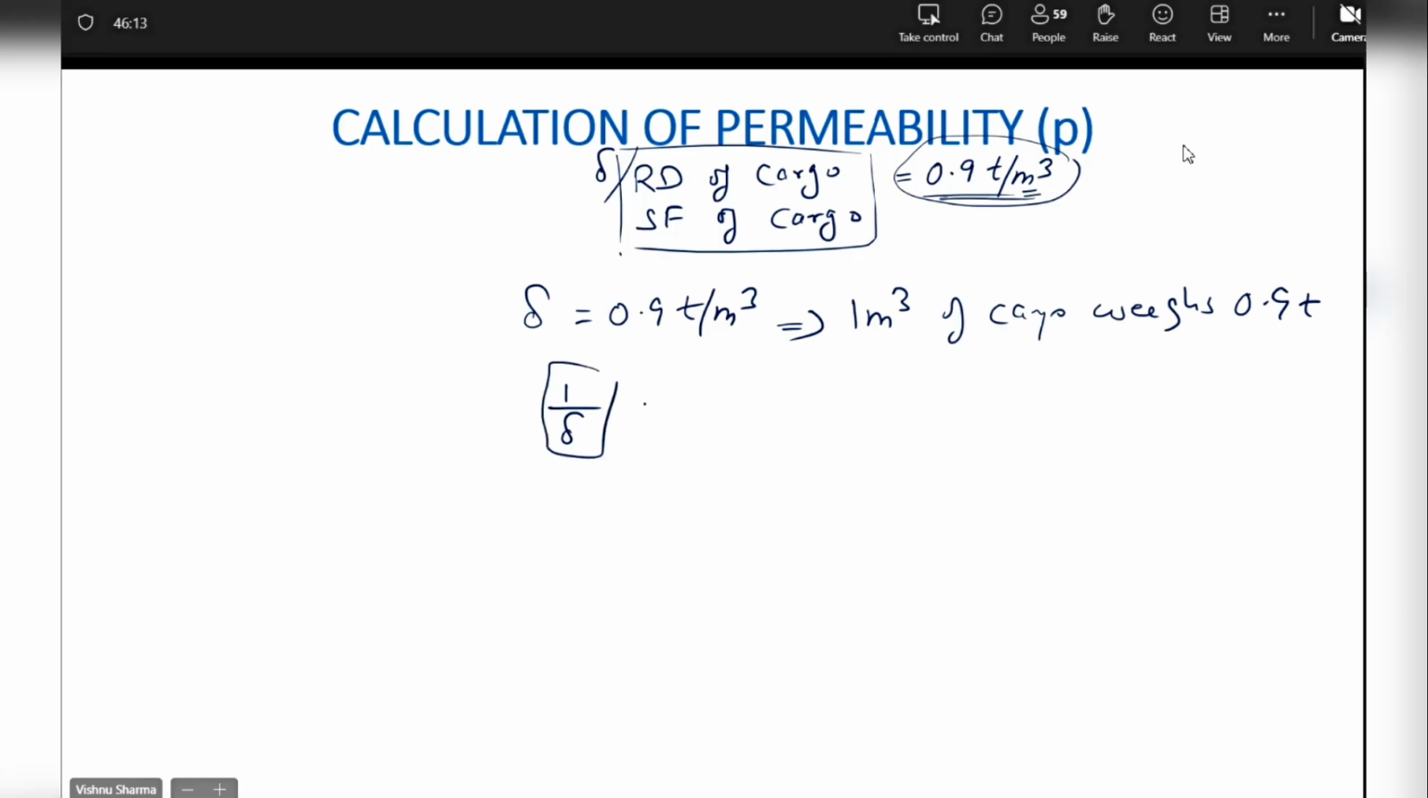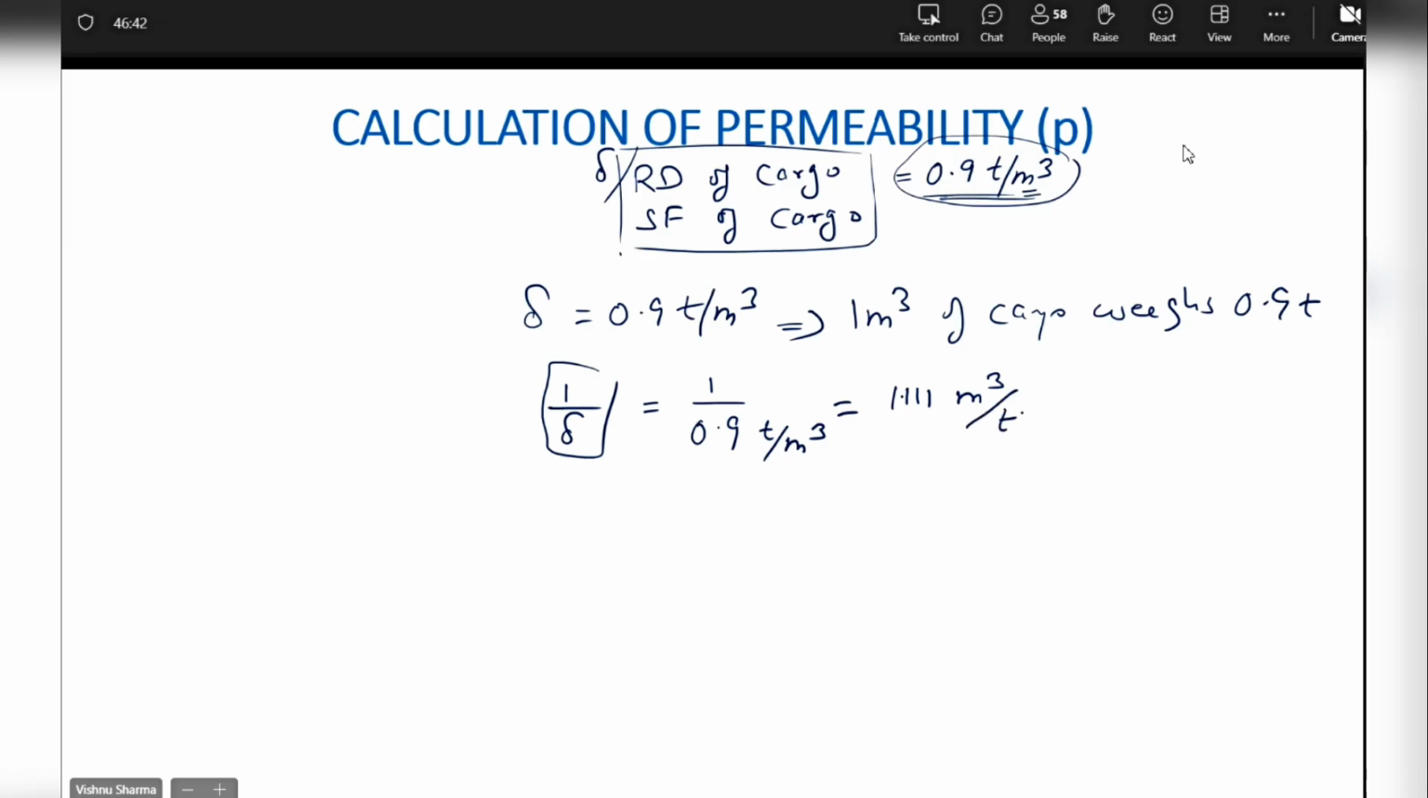So in this case, what will this become? This will become 1 upon 0.9, and in the denominator, you'll have tons per cubic meter. I'm explaining it. You don't have to write that many steps. You'll just be using a formula at the end. If I divide 1 by 0.9, it gives me 1.111, and because the units are in the denominator, the units will become cubic meter per ton.